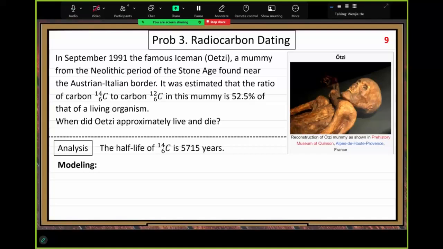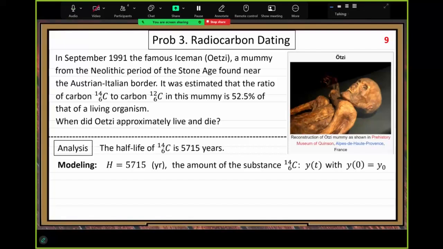Because we know we can use the decay model here. The situation is the same as our first problem, the radium, that radioactive decay. But our half-life, capital H, is this number. And the amount of substance, we use a function y of t.